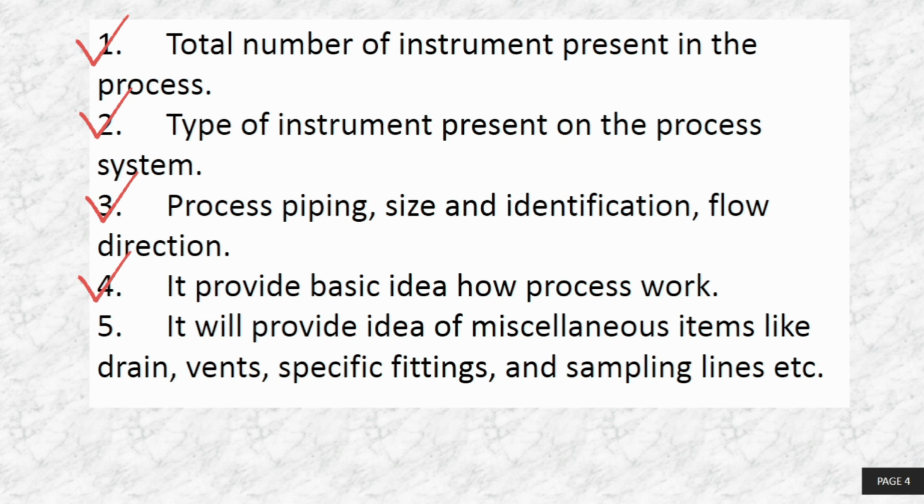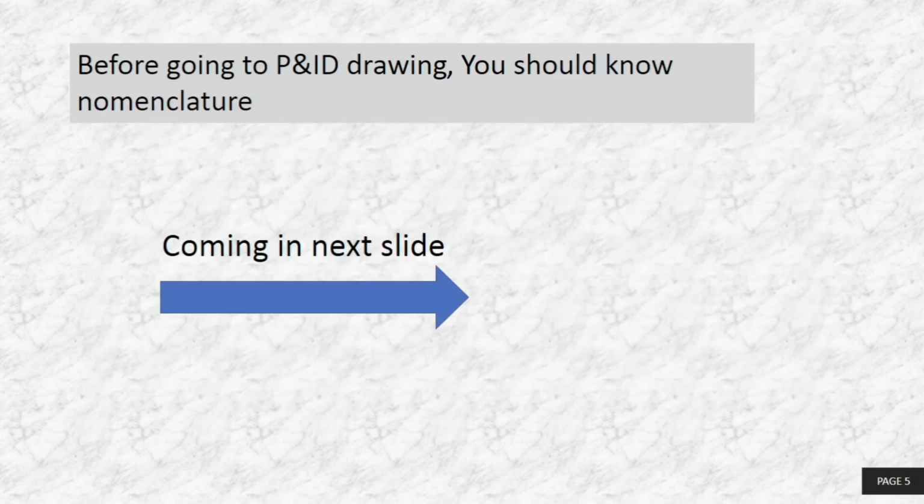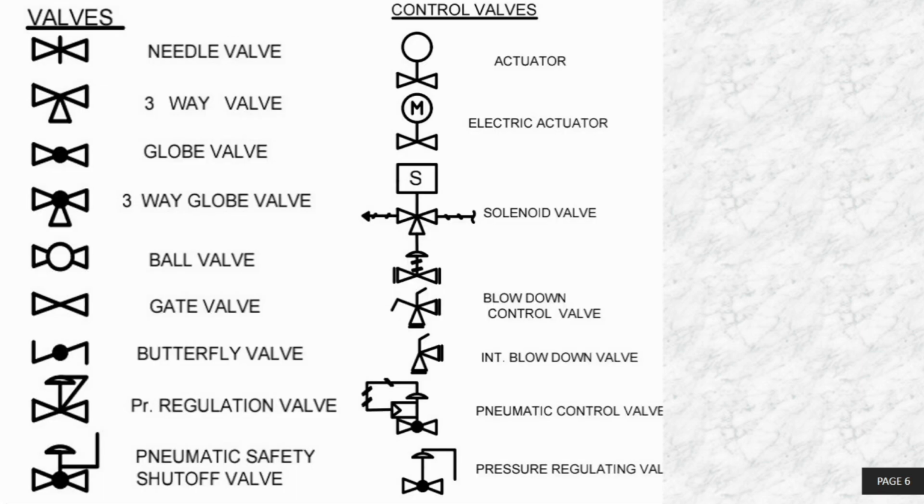It provides the basic idea of how the process works. It provides miscellaneous items like drain, vent, specific fittings and sampling lines. Many things it will provide. So before going to the P&ID, we need the nomenclature. In general, when we are going to understand any drawing, we must know the nomenclature. Otherwise, we can't understand it.